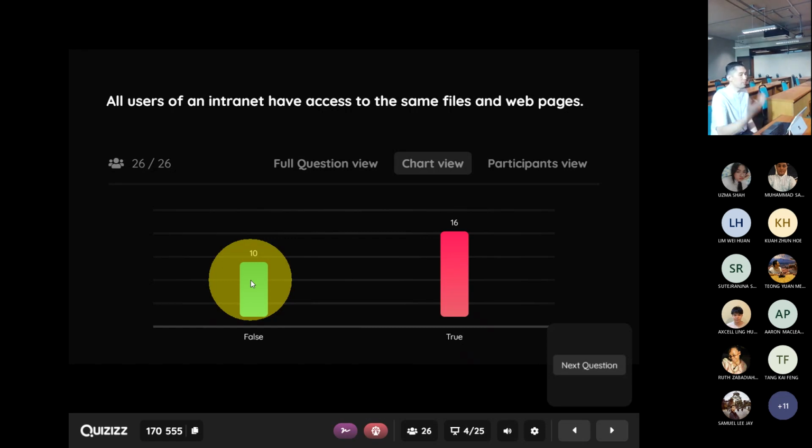Are we accessing the same files? Are we accessing the same web page? You realize that will be a no. So it is definitely a no, because different users within the organization will have different access. Yes, all of us belong to the same intranet, but our access level is still different.